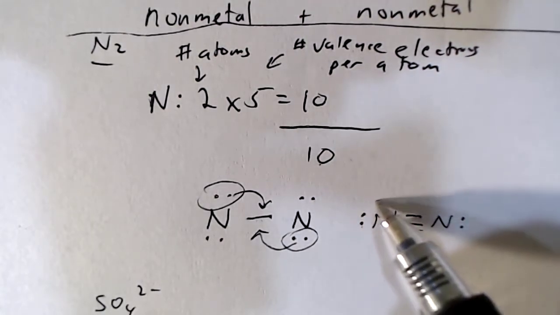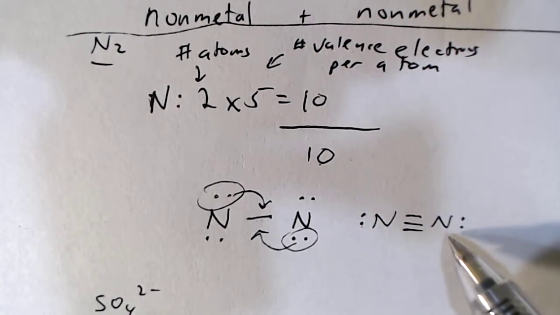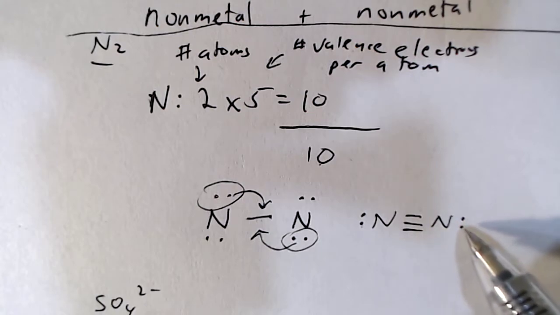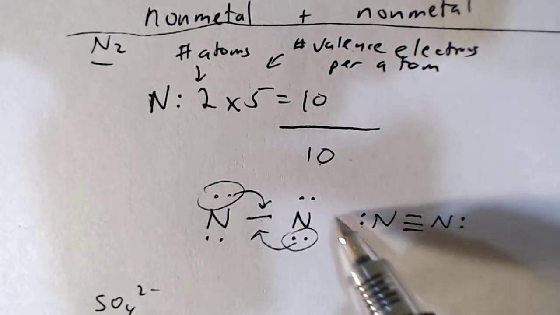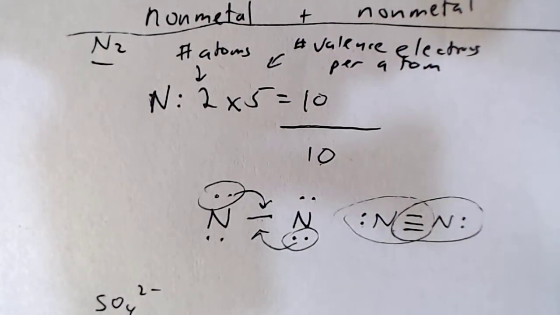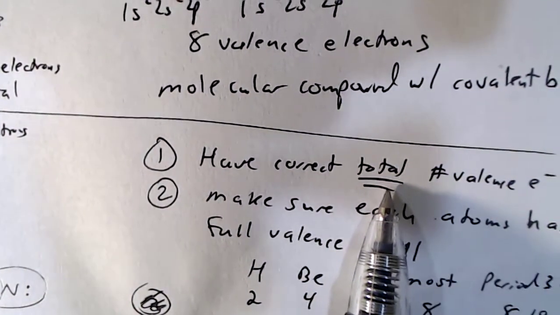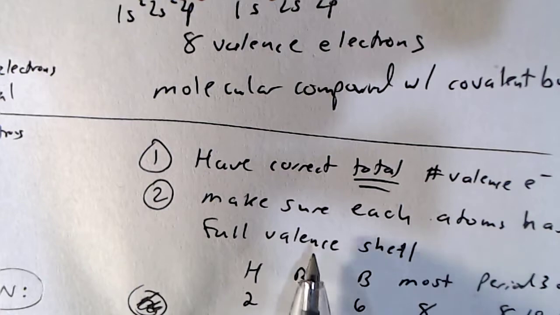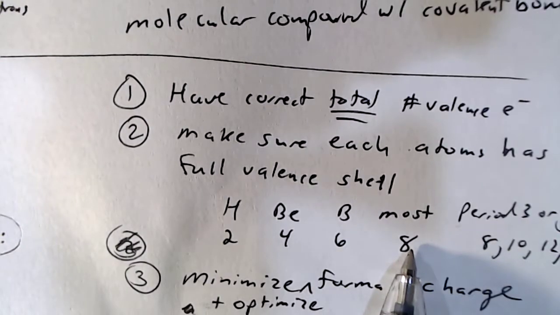And now you'll see that on the left nitrogen you have 2, 4, 6, 8 electrons, and on the right you have 2, 4, 6, 8 electrons around that nitrogen. So that is a stable Lewis dot structure. You've made sure that you have the proper total number of valence electrons, 10, and each atom has 8 valence electrons around it.